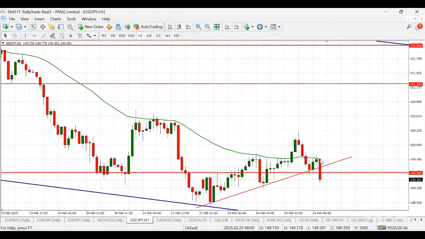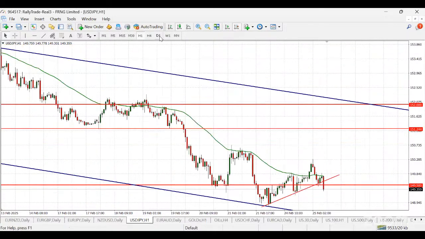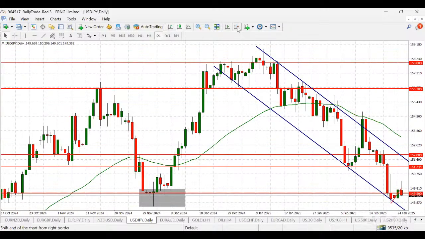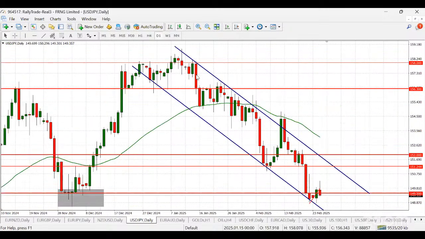If at the end of this 1 hour, we have a sustained break below the support, all right? Then we can expect this to continue to be bearish, because if you look at the daily time frame, the direction is bearish, right? We have a descending channel, which is a bearish pattern for USD JPY.